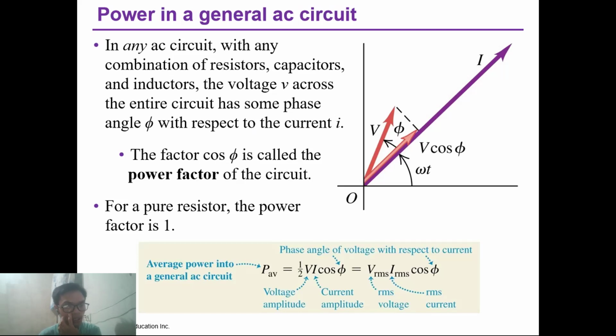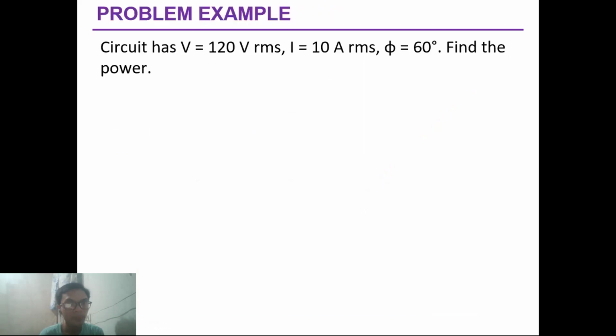So let's first delve into this problem and solve. A circuit has a voltage equal to 120 volts RMS. The current is equal to 10 amperes RMS, and the angle is equal to 60 degrees. Find the power.